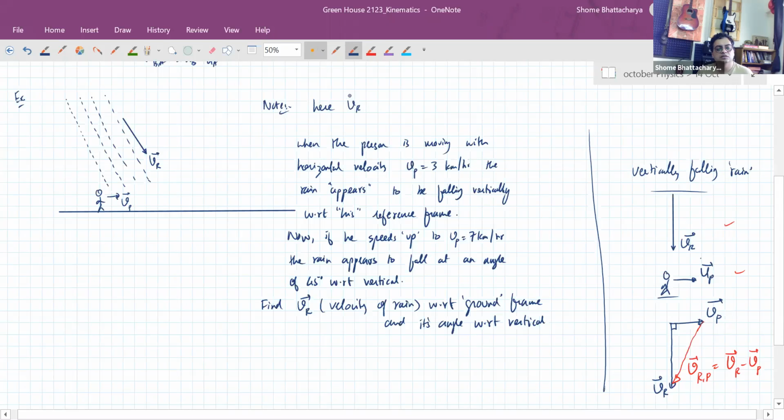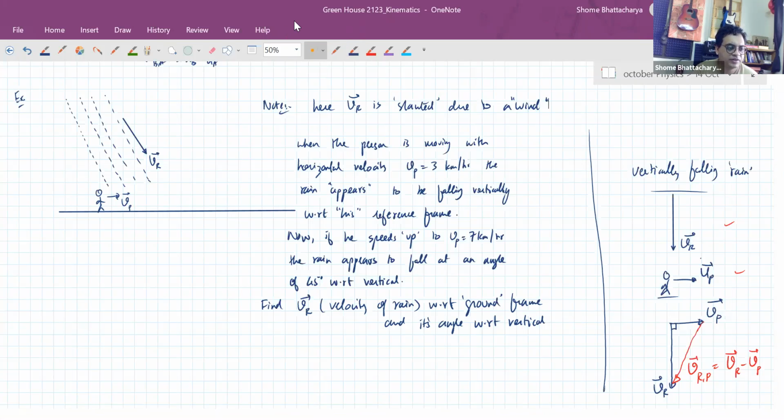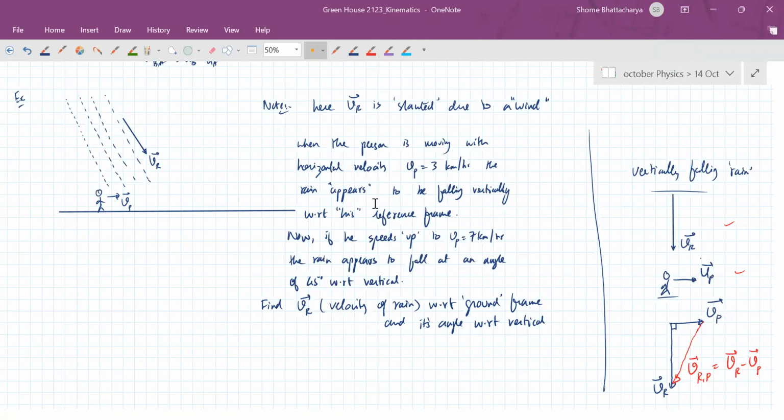Here VR is slanted due to a wind or a breeze. Some kind of wind or breeze is blowing in this direction, so that is making the rain fall in a slanted manner. Its absolute velocity in ground frame only is slanted. So just follow the language of the question and modify this vector diagram as you require to adjust to what the question is asking for. The interesting thing here is that the relative velocity appears to be vertical when the person's velocity is 3 kilometers per hour. So see how you have to adjust this vector diagram on the right hand side for the situation on the left hand side.